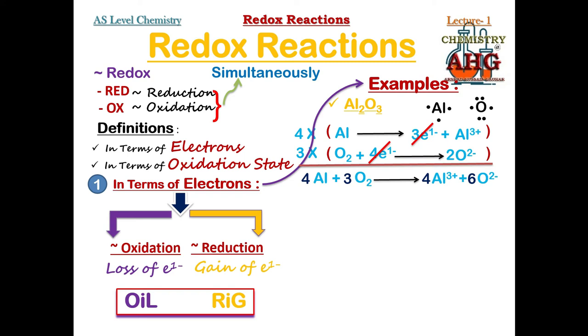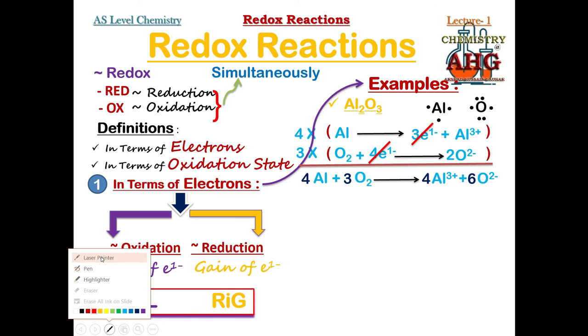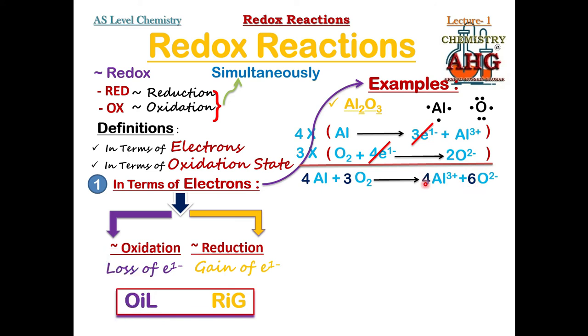Now what can you see? You can see the total charge on both sides is equal. This is 4 times 3, equal to 12. 12 positive, and 6 times 2 is 12 negative. So 12 positive, 12 negative, and the charge is equal mathematically.